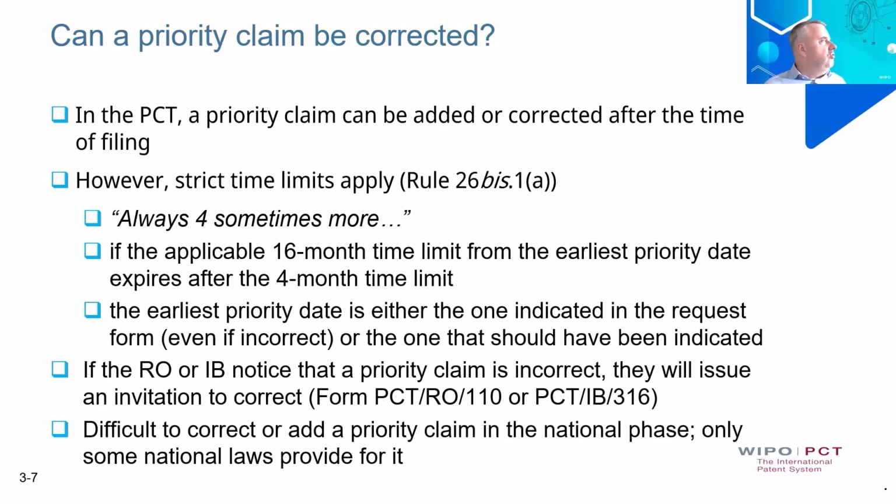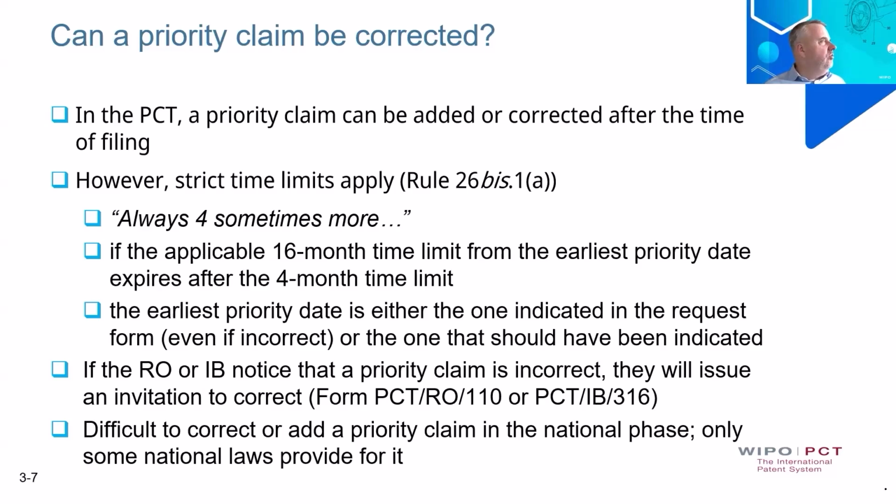I'm referring here to some of the details of the rule, which basically sometimes also give you more time. So the saying goes, as we like to say, you have always 4, but sometimes more. So if there is a 16-month time limit from the earliest priority date, which expires later than the 4 months, that 16-month time limit could be the time limit that applies in your case.